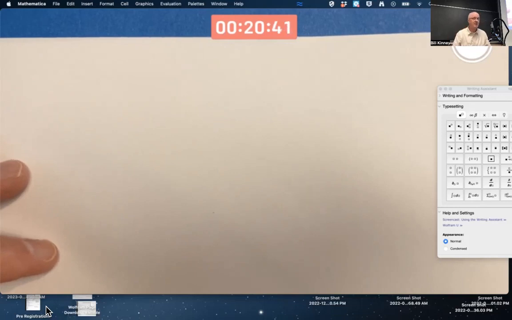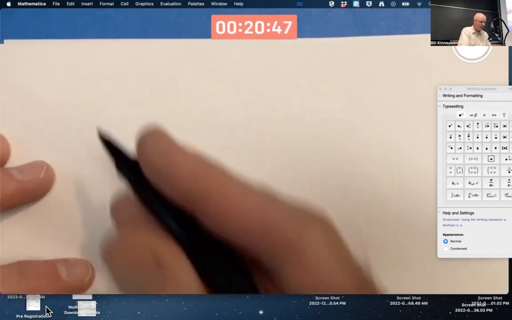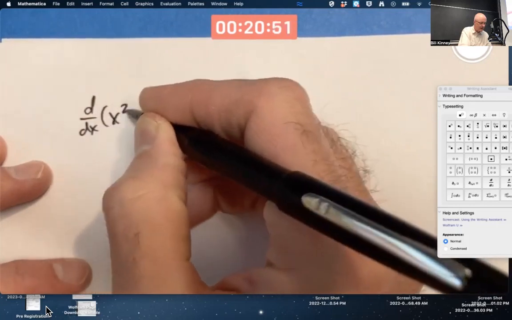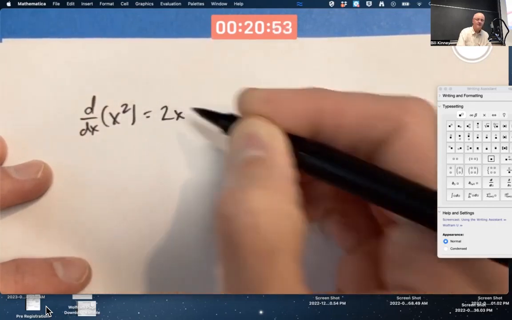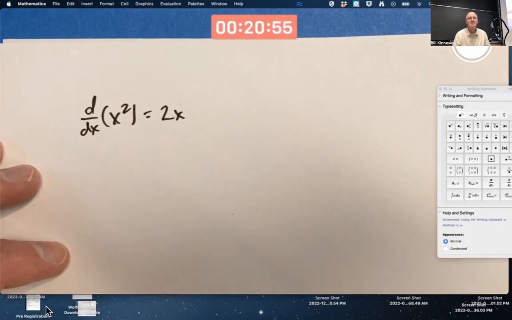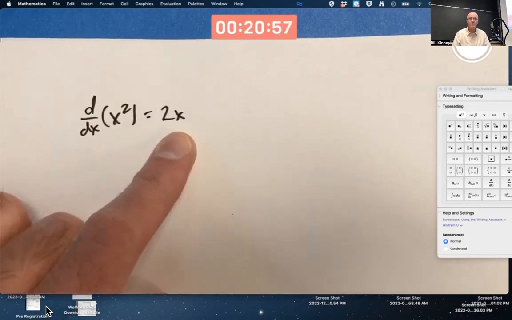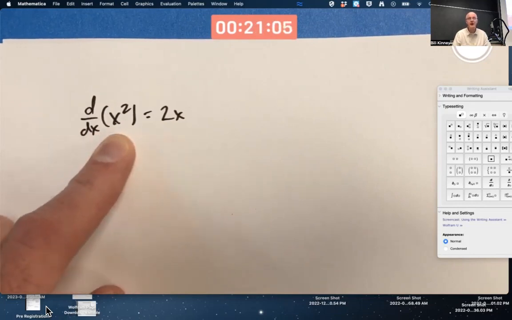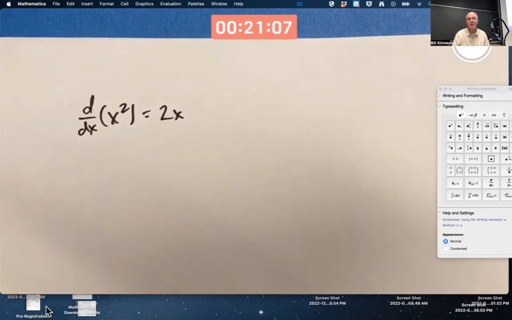We know how to find derivatives, and antiderivatives just goes the opposite way. We know, for example, that the derivative of x squared is 2x. Therefore, an antiderivative of 2x is x squared. How do I write that? I could write it in words: an antiderivative of 2x is x squared.